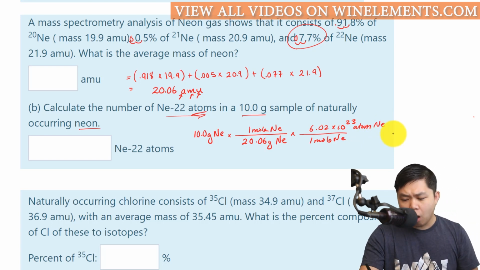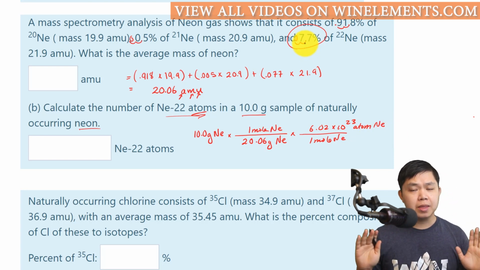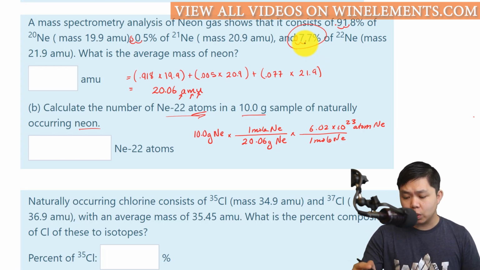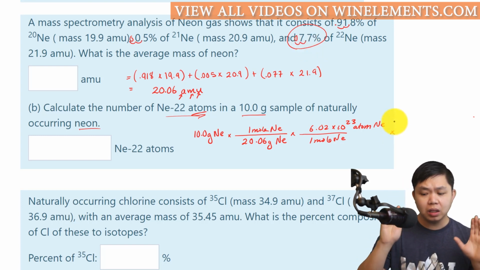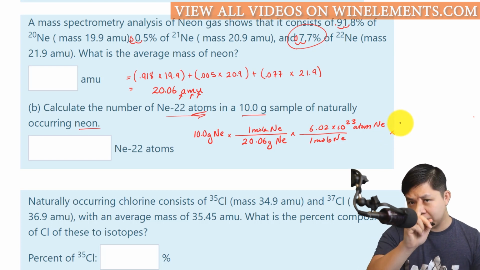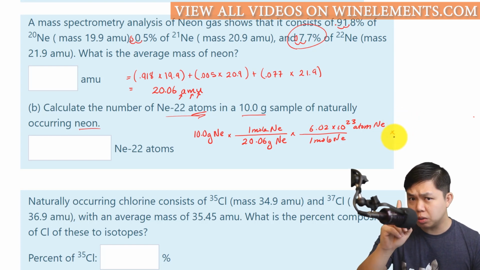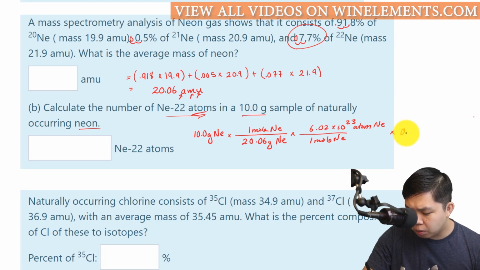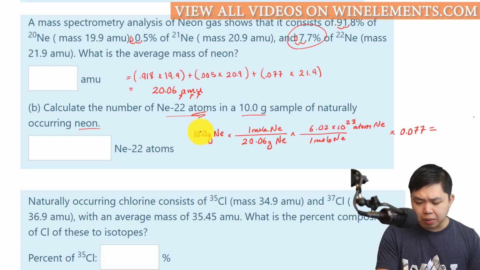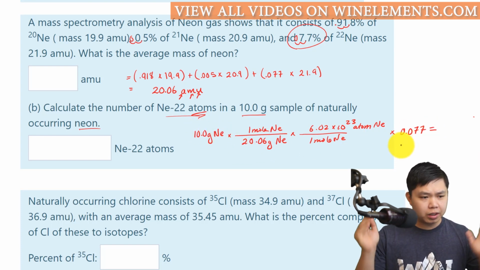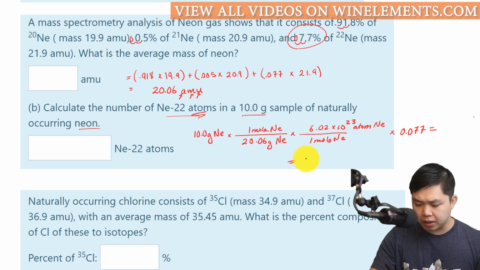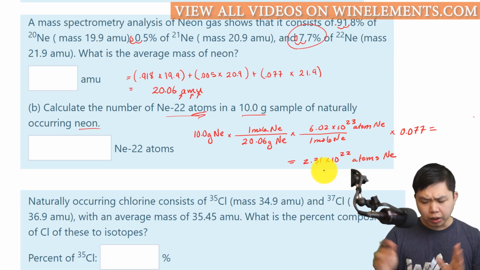But here's the trick. Only 7.7% of the sample is neon-22, so we are going to multiply by that relative abundance. But before we do that, we need to convert to decimal first. Always multiply in decimal. So we have 0.077. Now we plug everything into the calculator, multiply everything on top, divide everything on the bottom. You can do this. And our answer turns out to be 2.31 times 10 to the 22nd atoms of neon. So this is a little twist to our stoichiometry, or dimensional analysis.